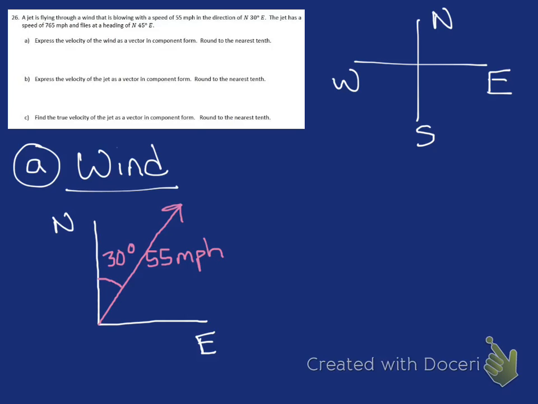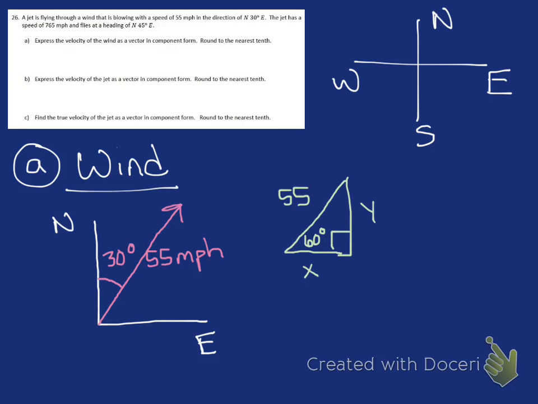It says the wind vector is heading at a speed of 55 miles per hour in the direction of north 30 degrees east. So starting in the northerly direction, we turn 30 degrees east, and that tells us where our vector will go for the wind. I'm going to go ahead and sketch a right triangle to match with that wind vector, and that will help me break it down into the horizontal and vertical components.